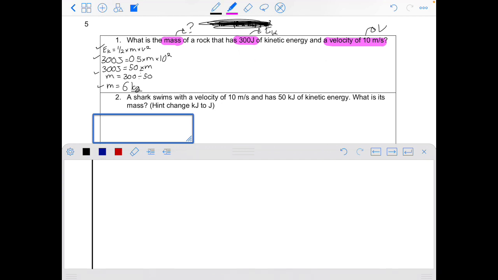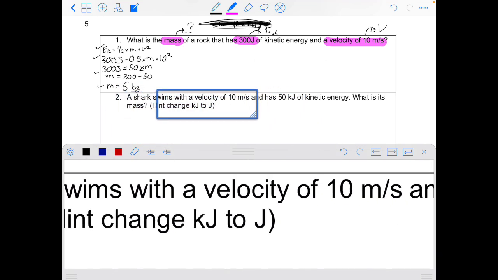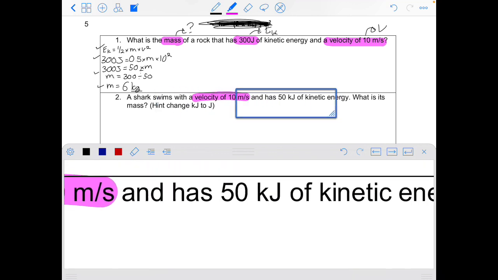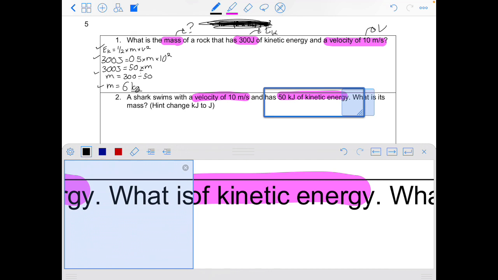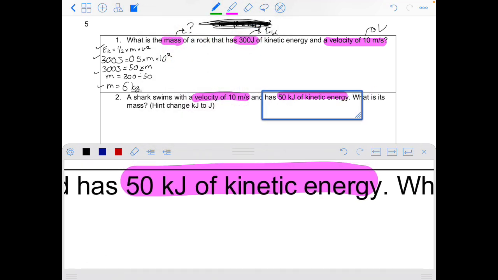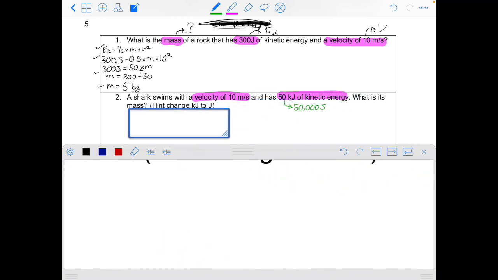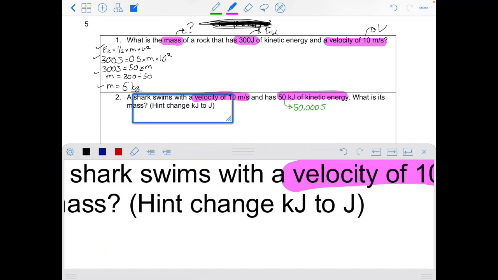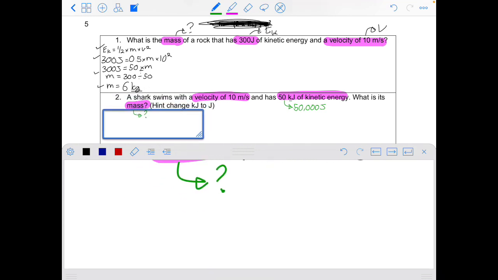So this on an exam would be a 5-mark question. With a velocity of 10 meters per second, we know our velocity, and 50 kilojoules of kinetic energy. We can't use kilojoules in the equation because it's not the SI unit, so we have to convert kilojoules to joules. Kilo is 1,000, so this turns into 50,000 joules. What is the mass? Our mass is our unknown. So step 1 is completed.